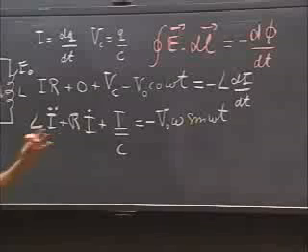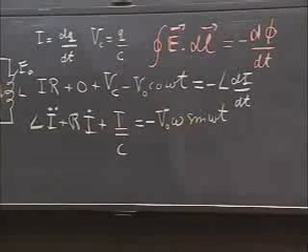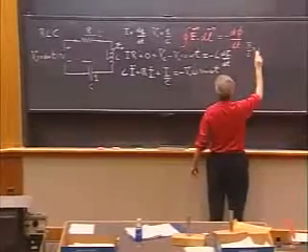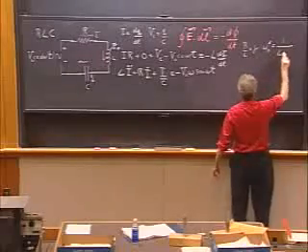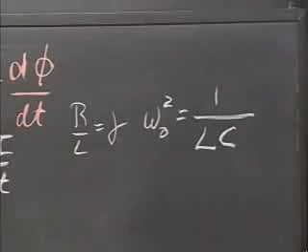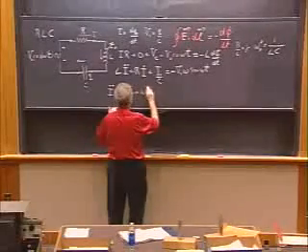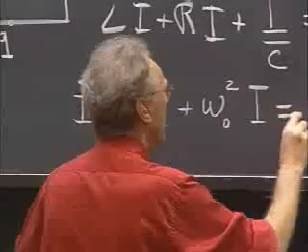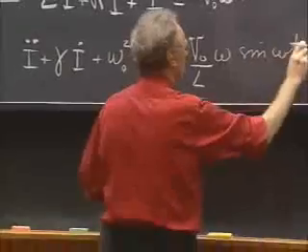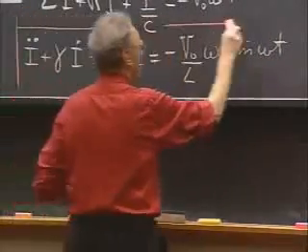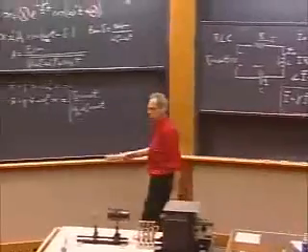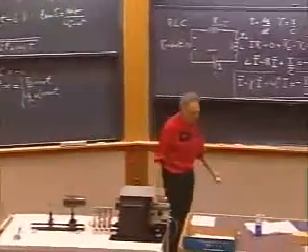This is the differential equation that has to be solved. And I will divide this out by L. I will divide everything by L. I will put the C a little higher. And so with R over L gamma, and with omega 0 squared equals 1 over LC, this becomes I double dot plus gamma times I dot plus omega 0 squared times I. That now equals minus V0 divided by L times omega times the sine of omega t. So here you see a differential equation. And that differential equation looks amazingly similar to this one. And so you should be able to solve that.